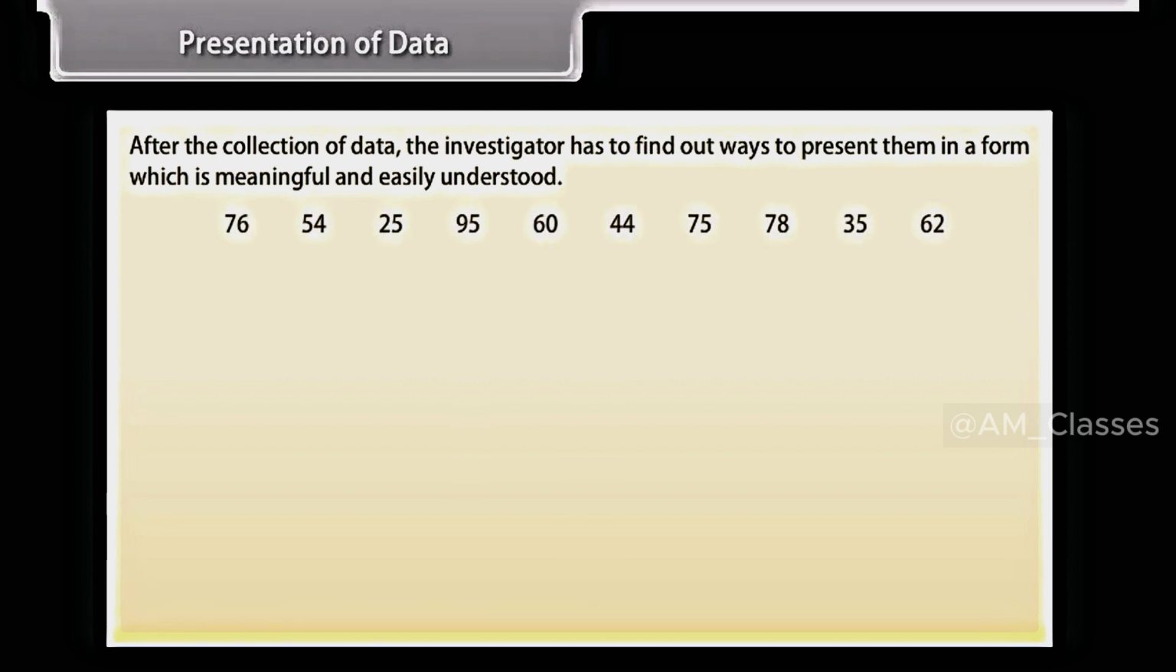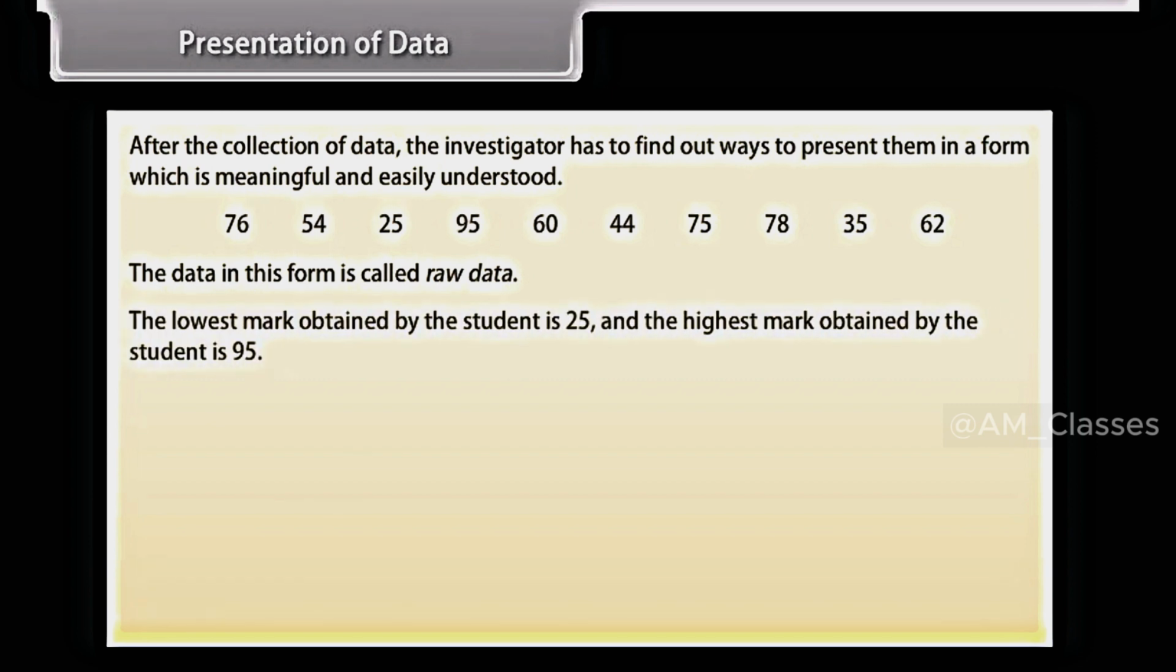These numbers are the marks obtained by 10 students in subject science. The data in this form is called raw data. The lowest mark obtained by the student is 25. And the highest mark obtained by the student is 95. If we write these numbers in ascending or descending order, then it would be easy for us to see the highest or the lowest marks.